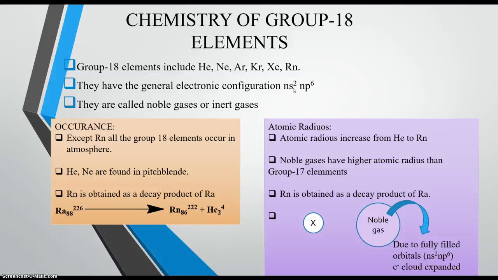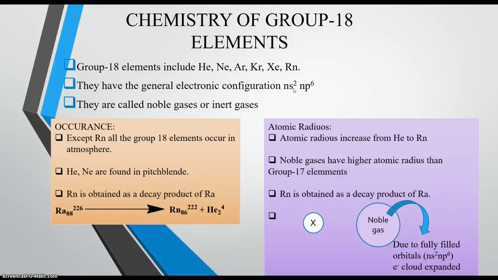Except radon, all the group 18 elements occur in the atmosphere. Helium, neon, argon, krypton, xenon are all present in the atmosphere except radon, because radon is a radioactive element. Helium and neon are found in pitchblende. Pitchblende is a mineral, a radioactive mineral. So helium and neon could be found in the radioactive mineral pitchblende.